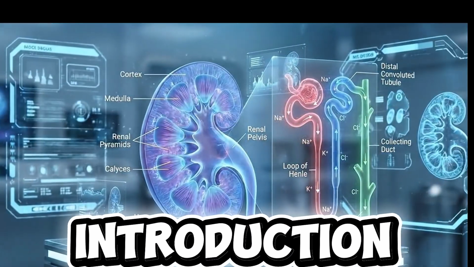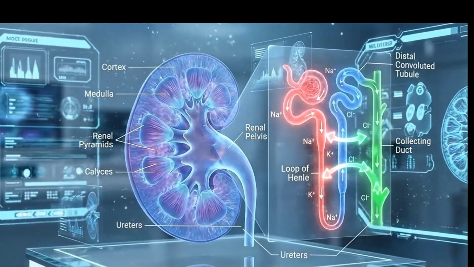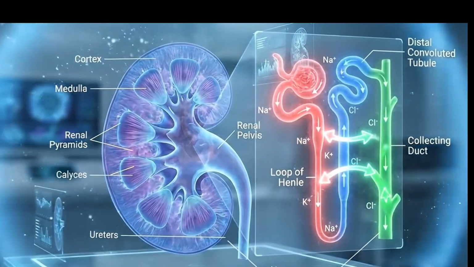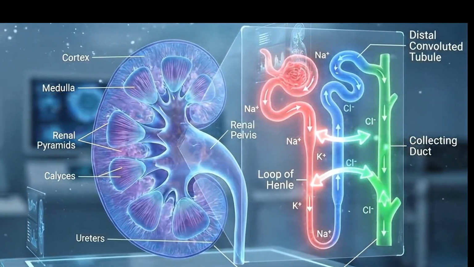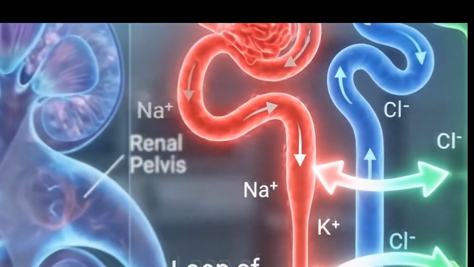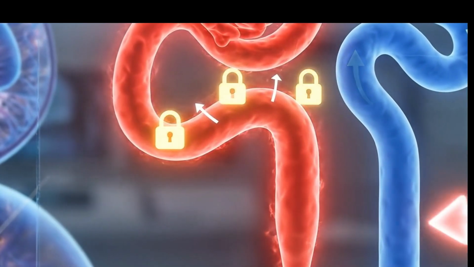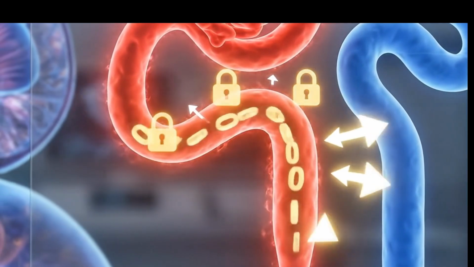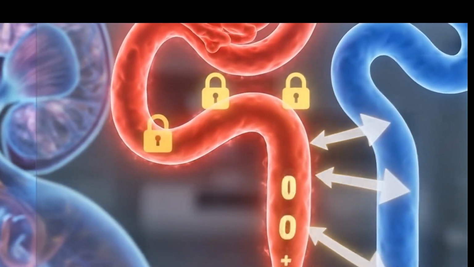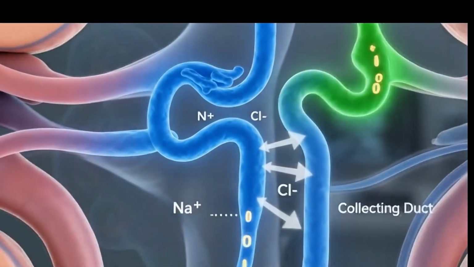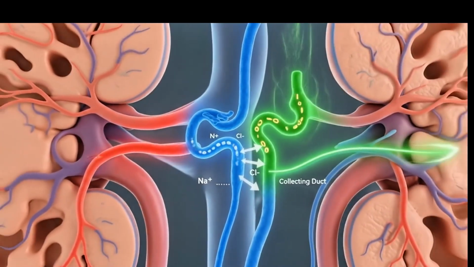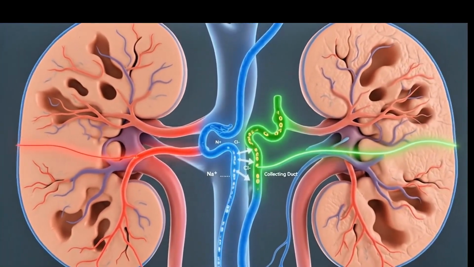Diuretics all increase urine output, but they don't all work in the same place or in the same way. Some act in the proximal tubule, some work in the loop of Henle, and others target the collecting duct. Now here's the key idea. Once you understand where each class works in the nephron, the entire classification suddenly becomes simple.